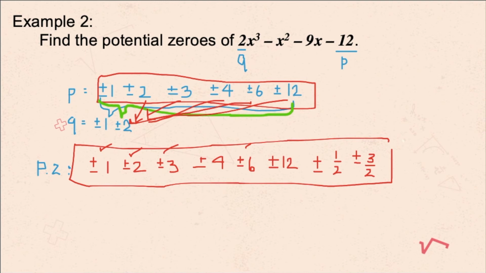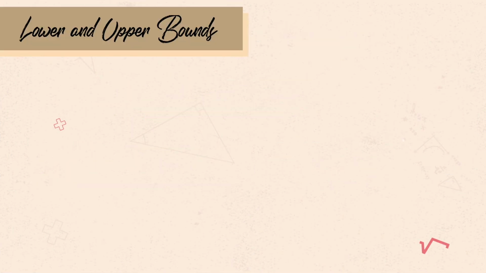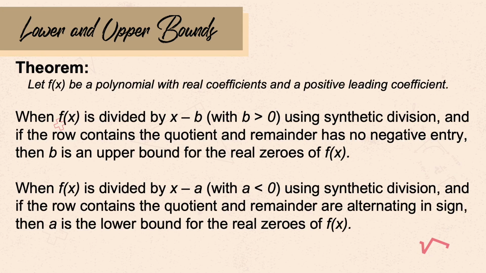Now, after having the list, the second theorem that we will use in narrowing down the factors is known as lower and upper bounds. Now we say that a real number b is an upper bound for the roots of an equation if every real root is less than or equal to b. Similarly, a real number b is a lower bound if every real root is greater than or equal to b. The following theorem narrows down the list. We will have an idea of what could be the lower and upper bound factors of a polynomial function.